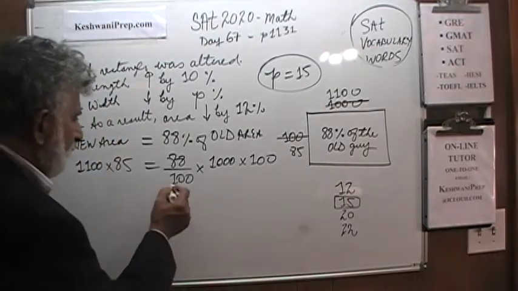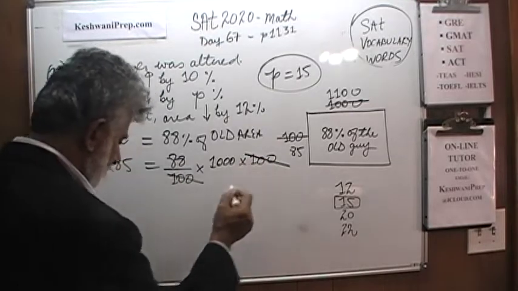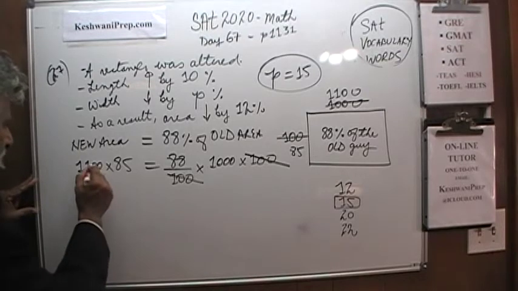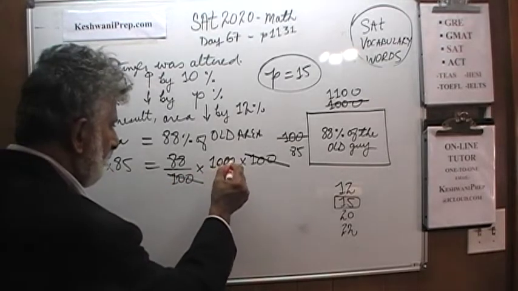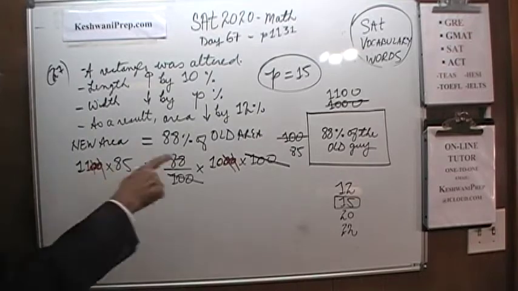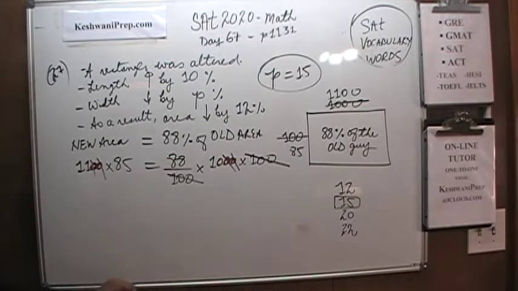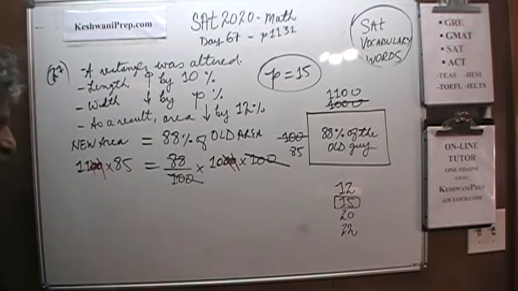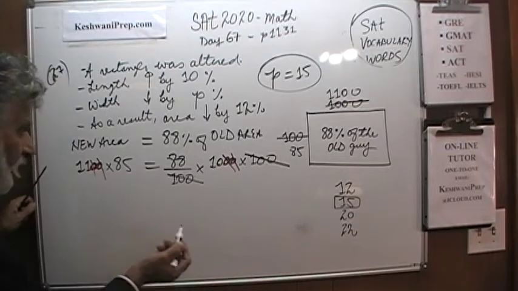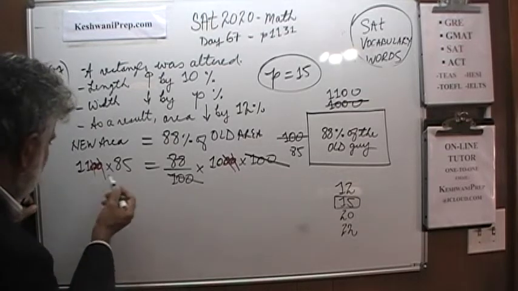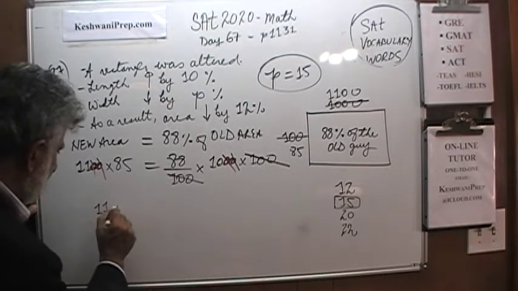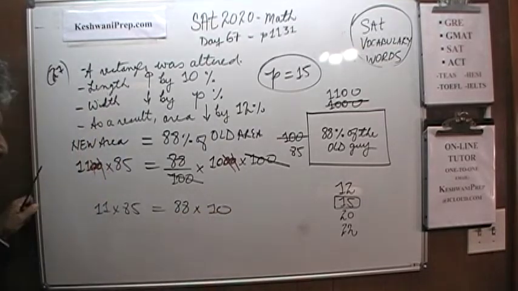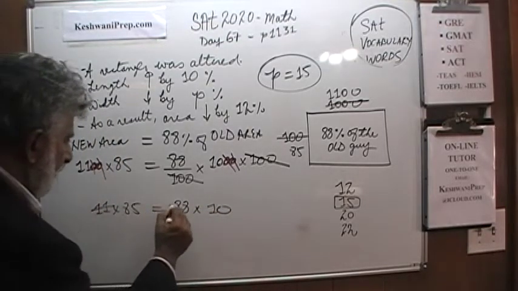So let's start then. First thing I notice is that here we have 100, here we have 100. Now I'm going to change the colors so that it's easier for you to see. I see two zeros here, two zeros here, and two zeros here. Let's get rid of those. Let's divide both sides by 100. Since this is getting too messy, I'm going to rewrite it. If I were doing it myself, I wouldn't have rewritten it, I would have just continued here. Here we have 11 times 85. Here we have 88 times 10. Let's divide both sides by 11. The 11 goes away.